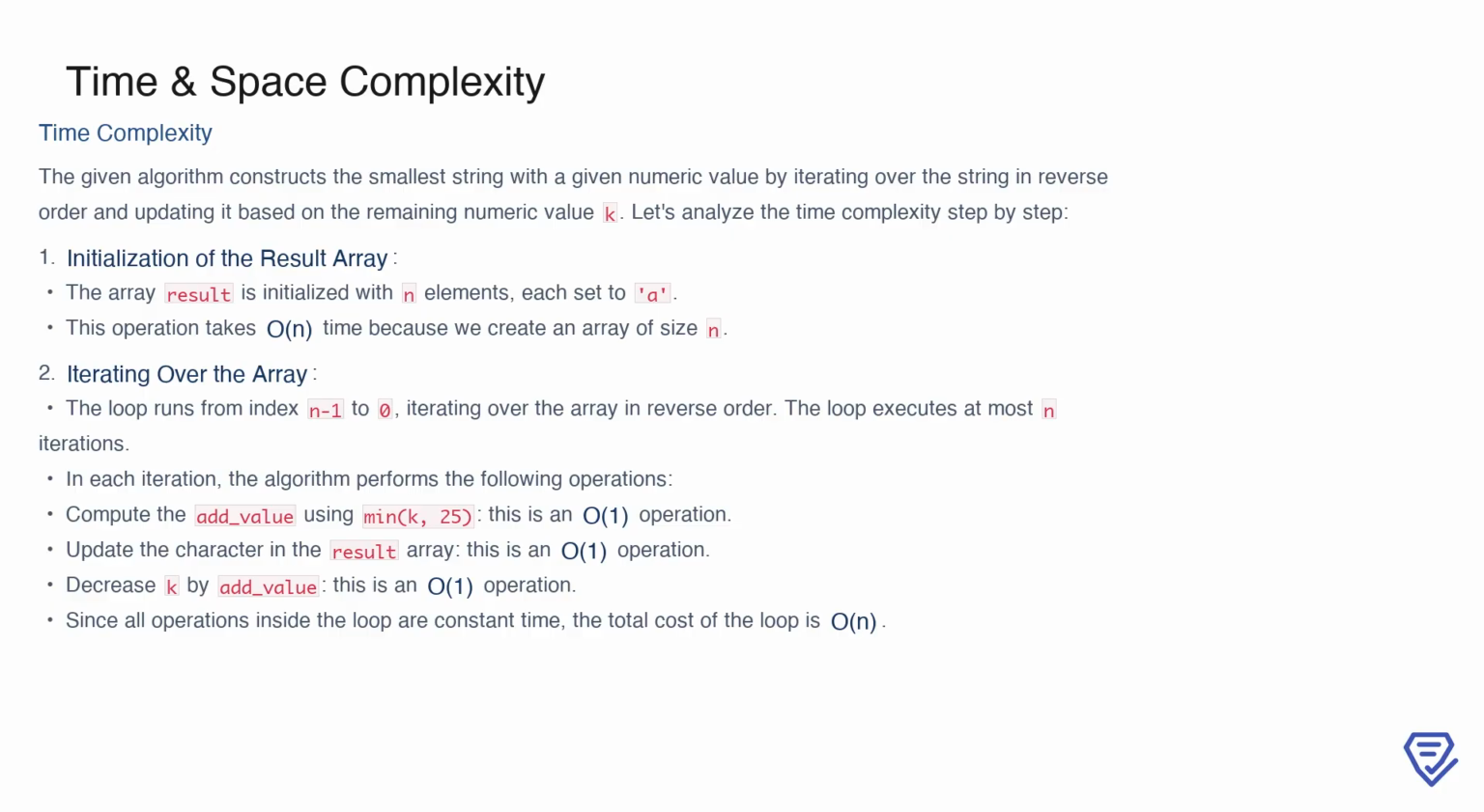calculating the add_value using the minimum of k and 25, updating the corresponding character in the result array, and decrementing k by the add_value. Since these operations are all O(1), the total cost of the loop is proportional to the number of iterations, which is O(n). Together, these steps determine the overall time complexity of the algorithm.